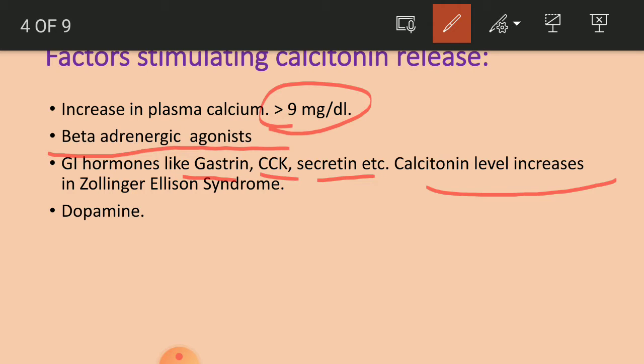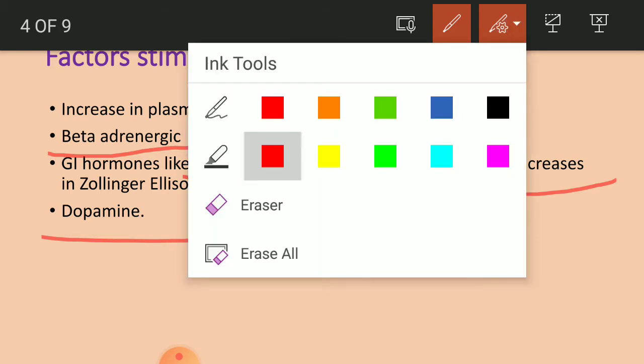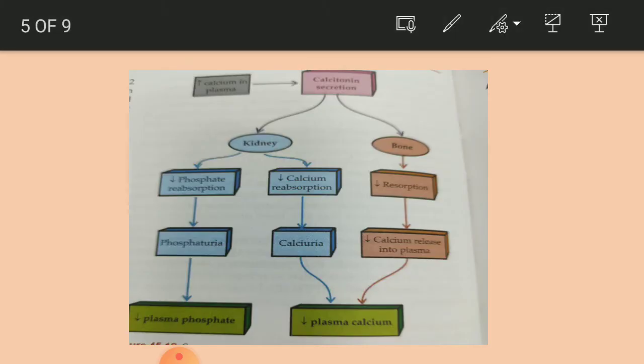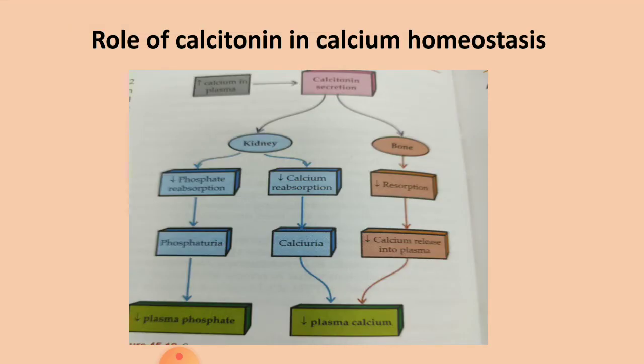Another neurotransmitter, that is dopamine, also stimulates calcitonin release. So, these are the stimuli for calcitonin release. The most potent stimulus for calcitonin release is hypercalcemia, that is blood calcium level more than 9 milligram per dl. Next, we will learn what are the major functions of calcitonin.